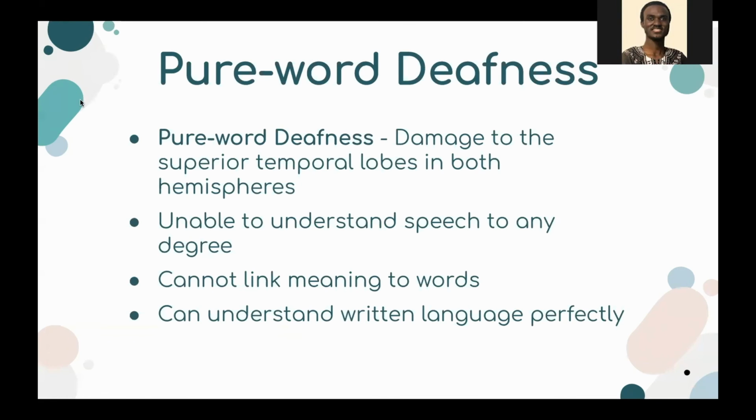An additional type of language disorder related to difficulty understanding speech is pure word deafness. This language disorder typically occurs when there is damage to the superior temporal lobes in both hemispheres of the brain. Sufferers of this condition cannot understand spoken language. However, they understand written language without any difficulty.